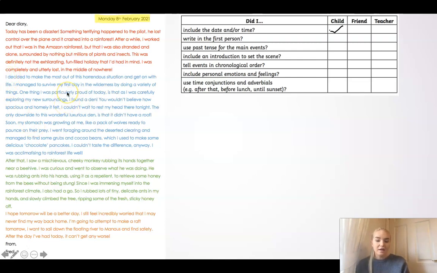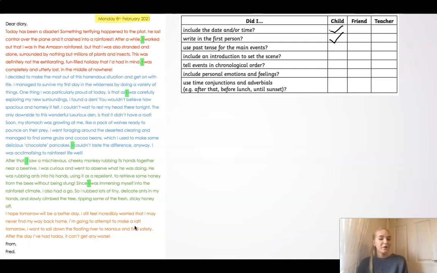I found a den. In my third paragraph, I saw a mischievous cheeky monkey. I was immersing myself into the rainforest climate. I hope tomorrow will be a better day. So, have I included these first person pronouns? Yes, I absolutely have. And I've highlighted some of these in green.